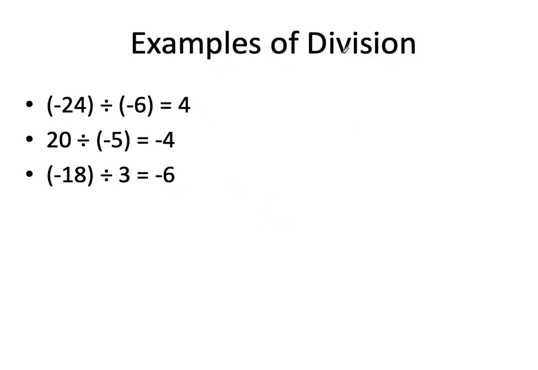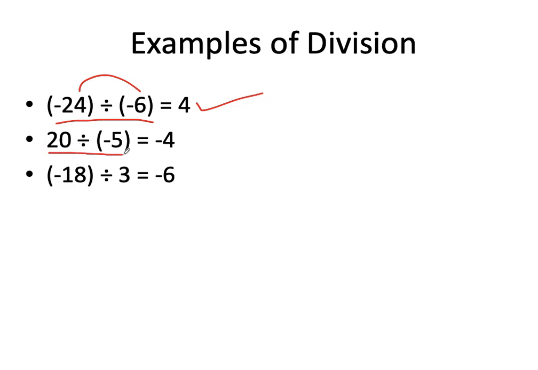Next we have examples of division. A negative integer divided by a negative integer gives positive. 6 times 4 is 24, so 24 divided by 6 gives you 4, but the sign will be positive.